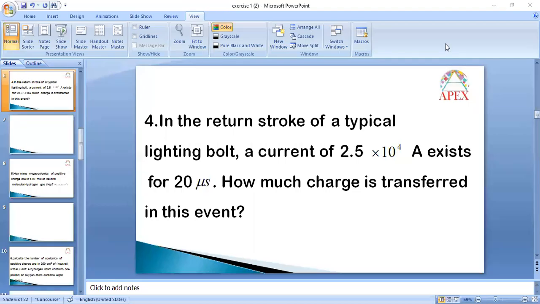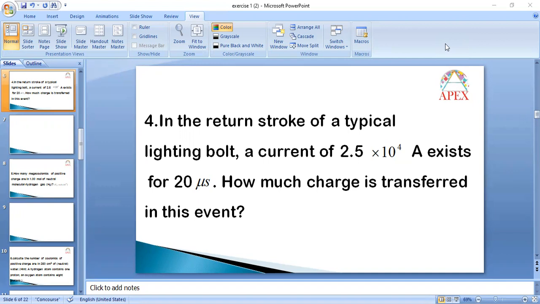From concept application exercise 1 from the electrostatics chapter, we can go through the first question, number 4. See the question: in the return stroke of a typical lightning bolt, a current of 2.5 × 10^4 ampere exists for 20 microseconds. How much charge is transferred in this event?